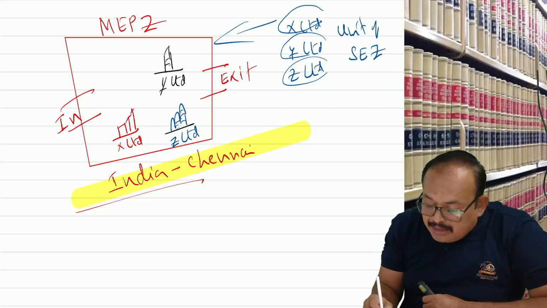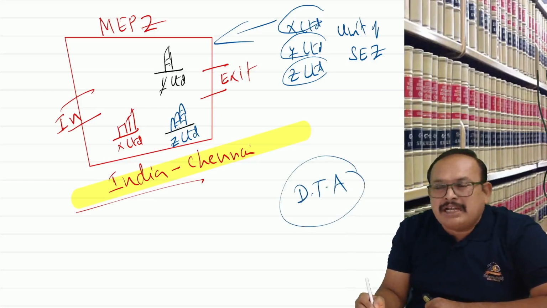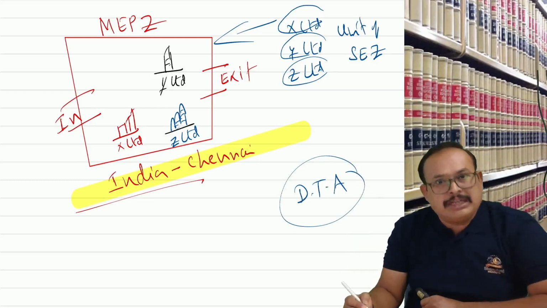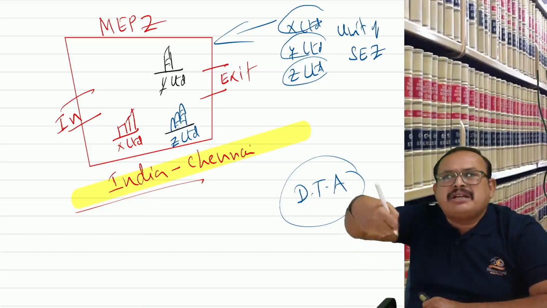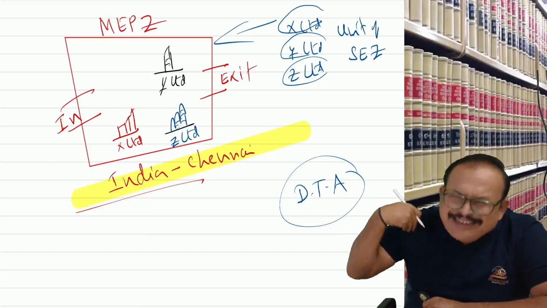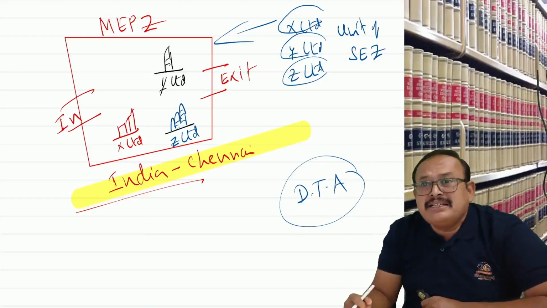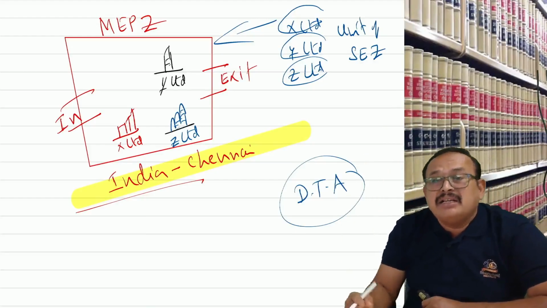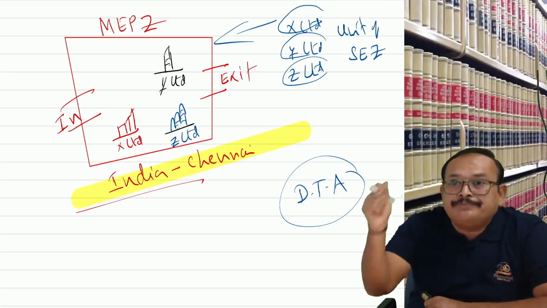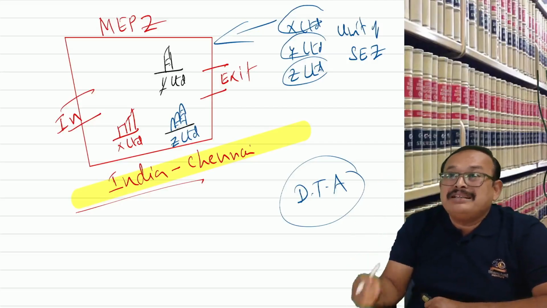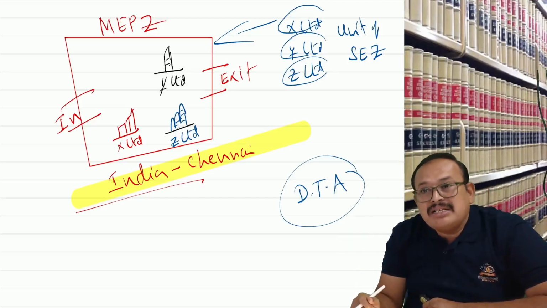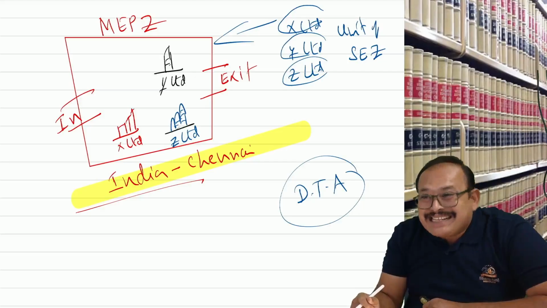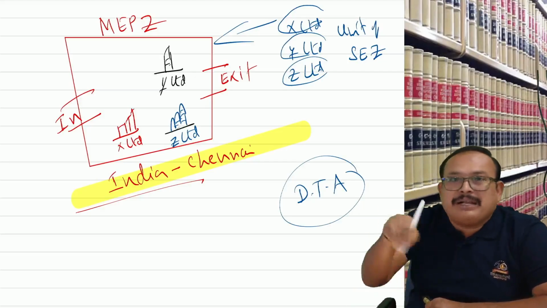If you supply from the domestic tariff area, what do you mean by domestic tariff area? Where the tariff applies. For example, in Chennai, Tamil Nadu, T Nagar. T Nagar is a domestic tariff area. Chennai and India are domestic tariff area. Entire India is domestic tariff area, except special economic zone, except EOU units. Remaining all we call what? A domestic tariff area where the tariff applies.